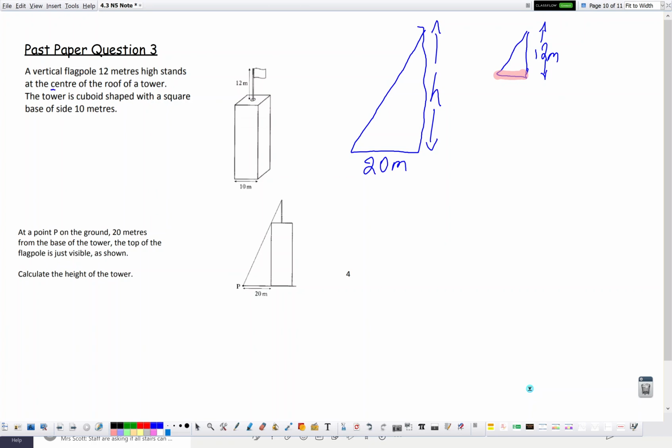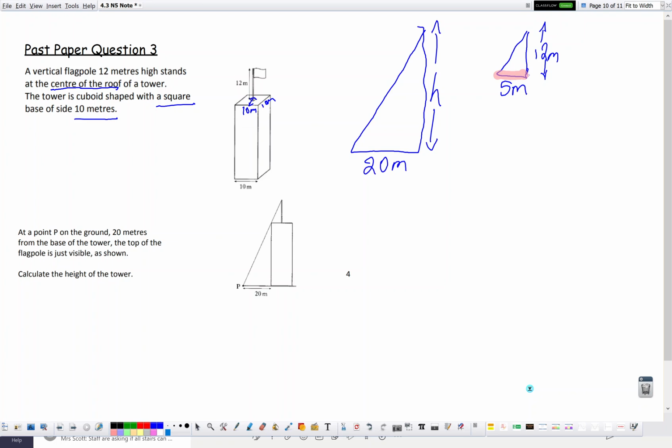It stands in the centre of the roof. The roof is a square of side 10 metres. So if we look at this first picture, it is a square with side 10 metres, so it's 10 metres in every side of it there. So therefore, if that flagpole is right in the centre, then it is halfway along that 10 metre edge. So therefore that must be 5 metres, the distance between the bottom of the flagpole and the edge of the building. So that hidden distance there is 5 metres.